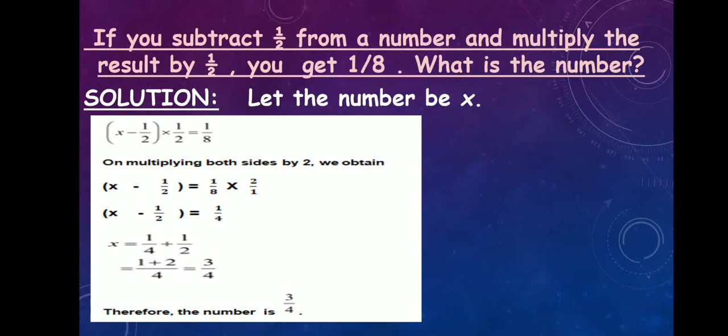So x minus 1 by 2 is equal to 1 by 4. This is minus 1 by 2 on the left hand side, so on the right hand side it will become plus 1 by 2. So x is equal to 3 by 4. So 3 by 4 was the number which we were looking for in this statement. Let's proceed to the next statement.